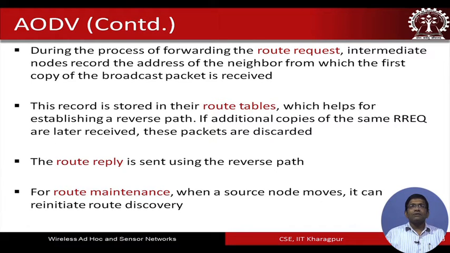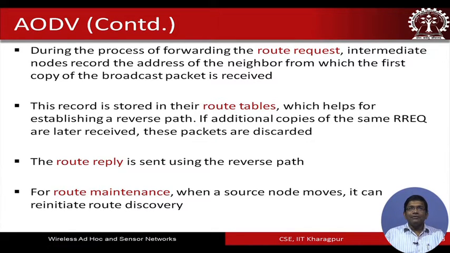During the process of forwarding the route request, intermediate nodes record the address of the neighbor from which the first copy of the broadcast packet is received. This record is stored in the routing tables, which helps in establishing a reverse path. If additional copies of the same RREQ are later received, these packets are discarded. This is very interesting actually. I will highlight this once more later on.